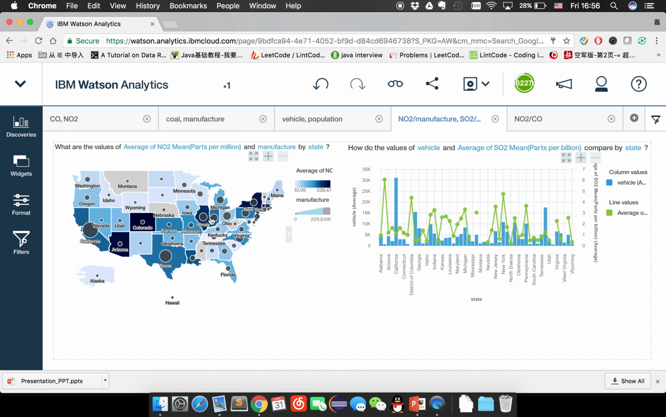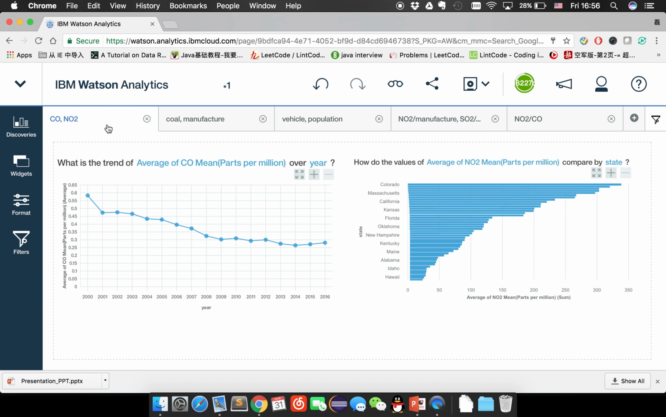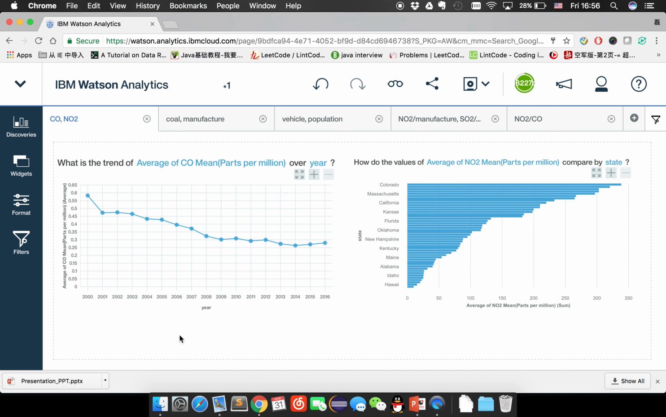Let's have a look at the trend of carbon monoxide discharge over the years from 2000 to 2016. As you can see in this line chart, the discharge of carbon monoxide slightly goes down over the years. This may result from the improvement of the technologies of coal washing and coal combustion. What's more, the development of clean energy also reduces the need for coal, which will eventually decrease the carbon monoxide discharge.